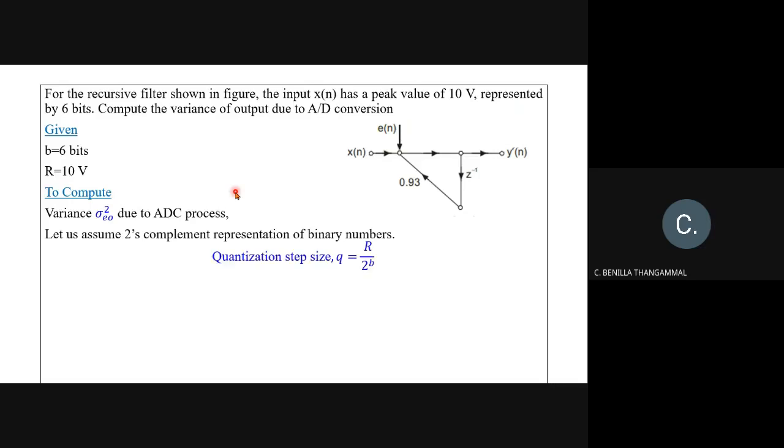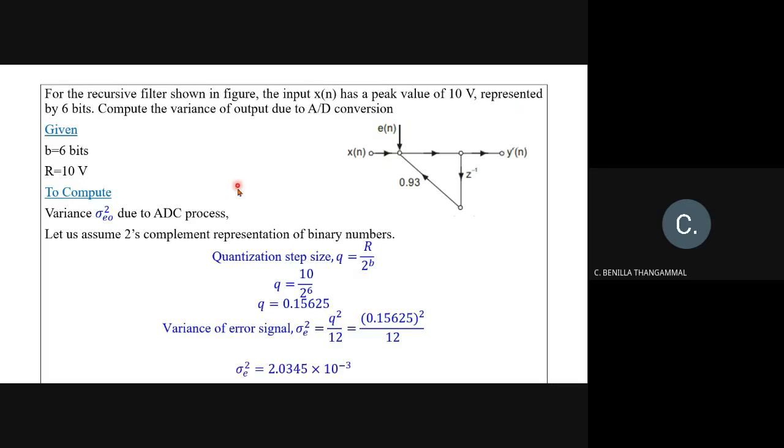The quantization step size is R divided by 2 power B. R is 10 and B is 6, so the quantization step size is obtained. The variance of your error signal is Q square divided by 12, so the Q value is obtained, and Q square divided by 12 will fetch you the variance of your error signal. Now, to calculate the variance of the output steady state noise, you need your H of z.